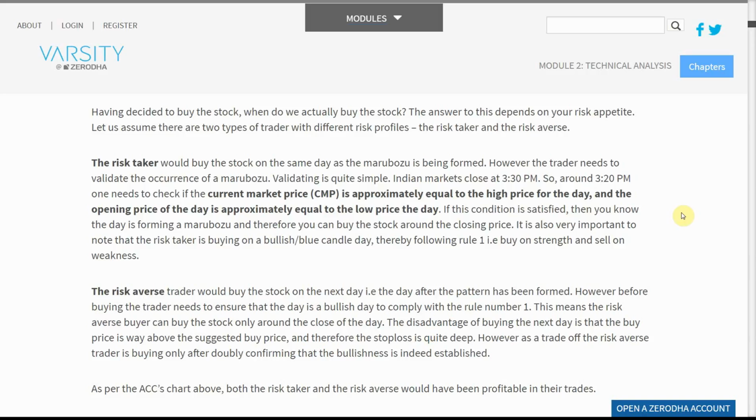It is also very important to note that the risk taker is buying on a bullish blue candle day, thereby following rule 1, i.e. buy on strength and sell on weakness.